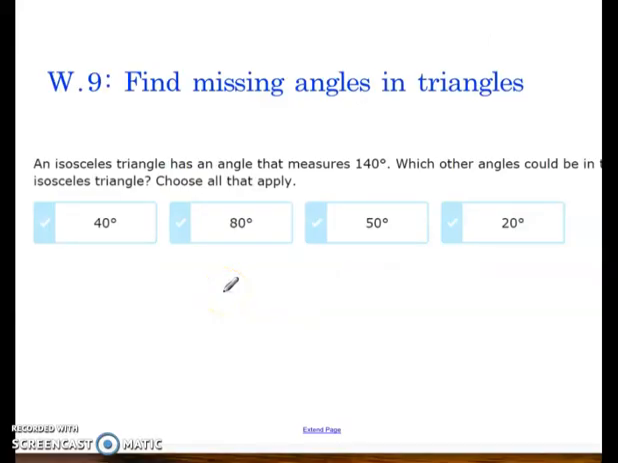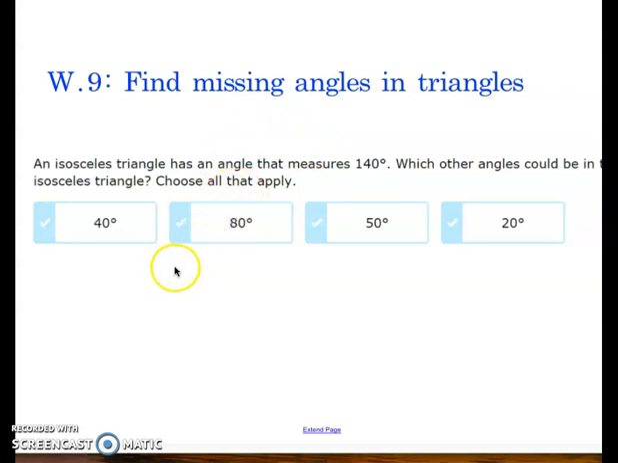I am now going to go through a few examples. So W3 is very straightforward. You have notes, you're classifying triangles by their angles and sides. W9 is finding missing angles in triangles. So you always have to remember a triangle adds up to 180 degrees. But let's look at this example.